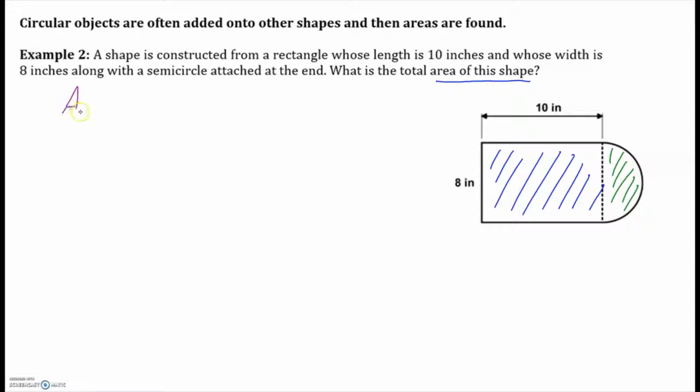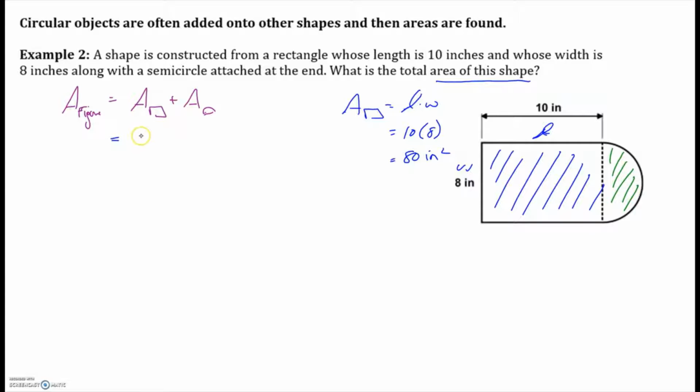So area of the whole figure, so I'm just going to write area of the figure equals, and we're going to have area of the rectangle plus area of, in this case, the semicircle. So off to the side here, area of the rectangle is going to equal length times width. It's a formula we need to know. In this case, my length is L, which is 10. My width here is W, which is 8. So I've got 10 times 8. So I've got an area of 80, and this is inches squared. So that's going to be my first part.